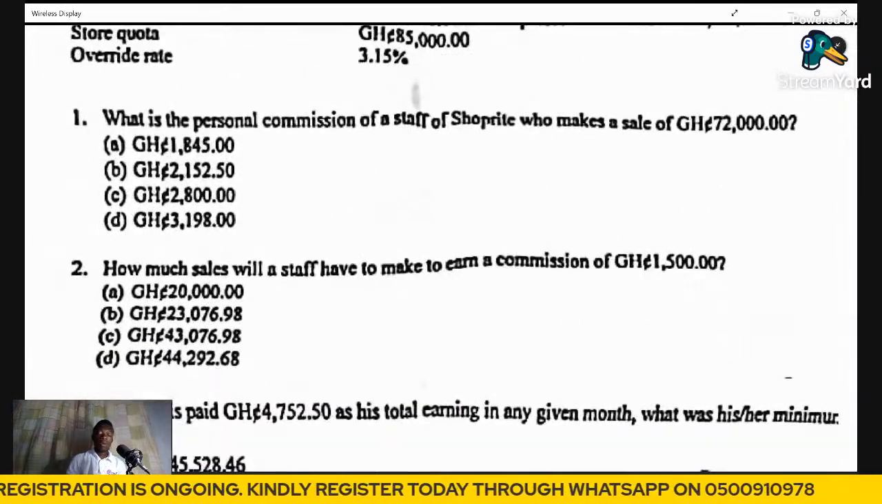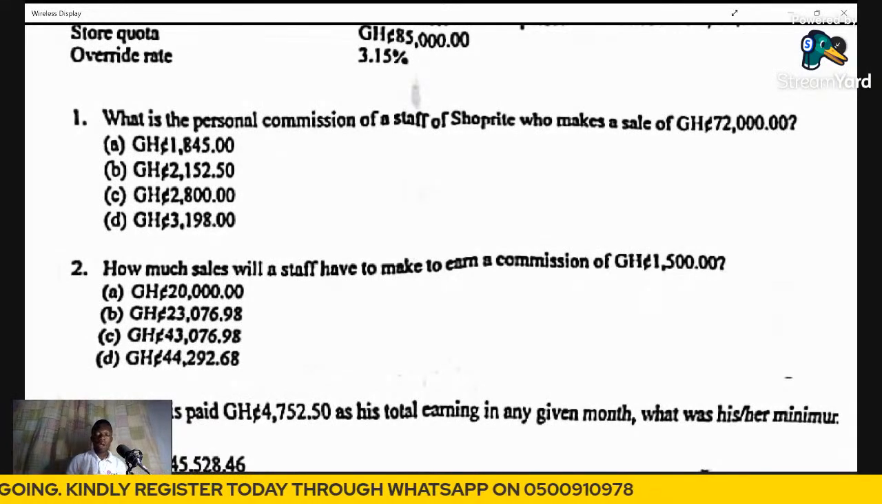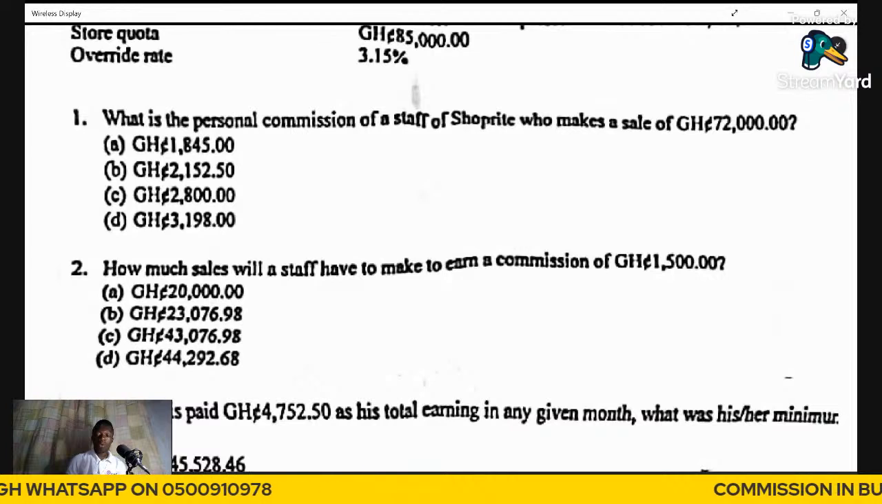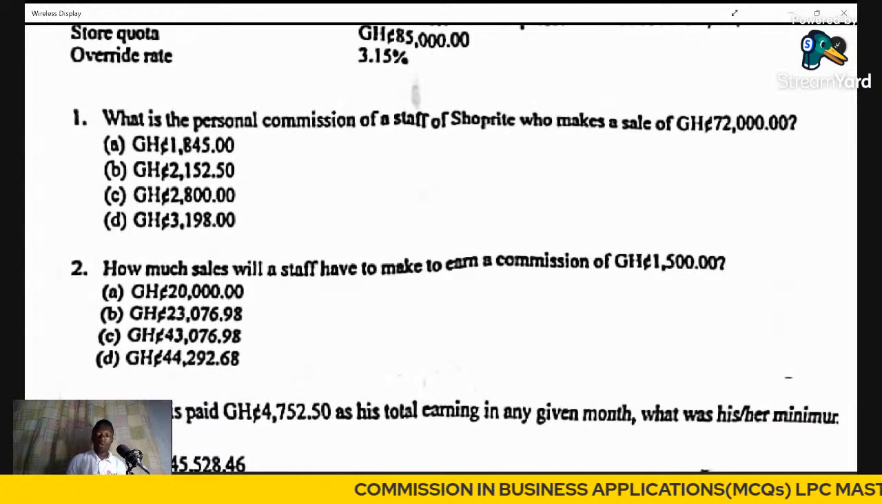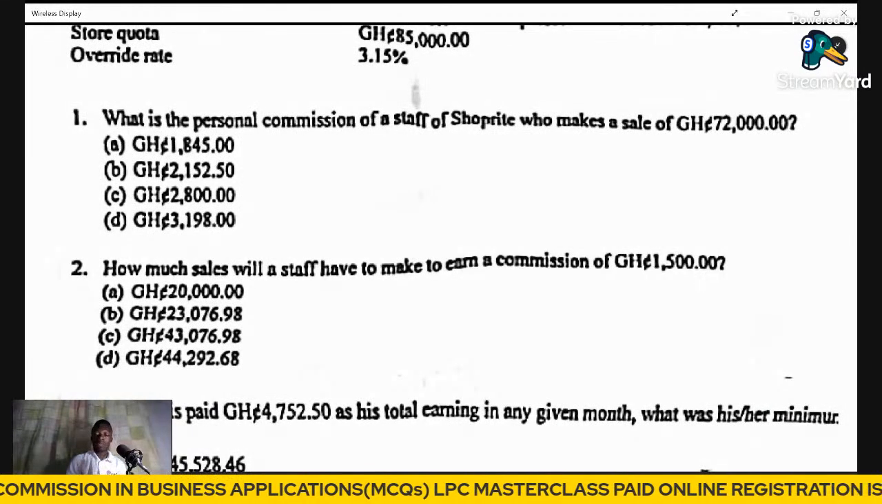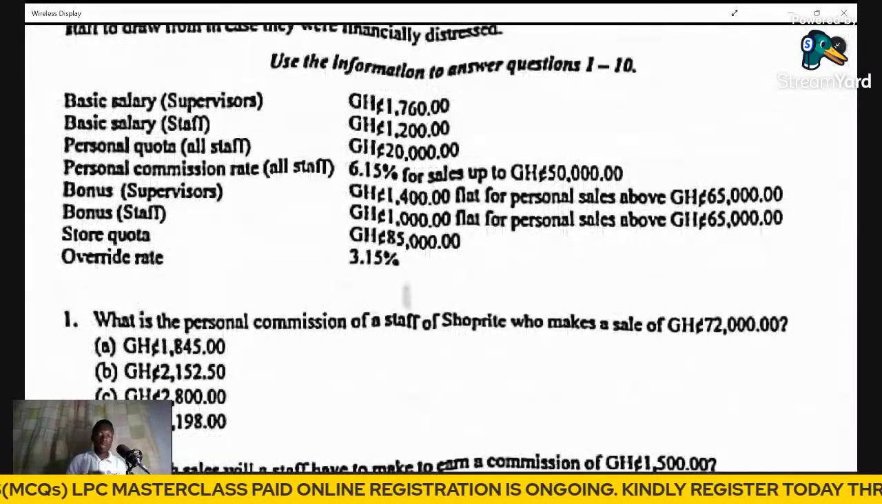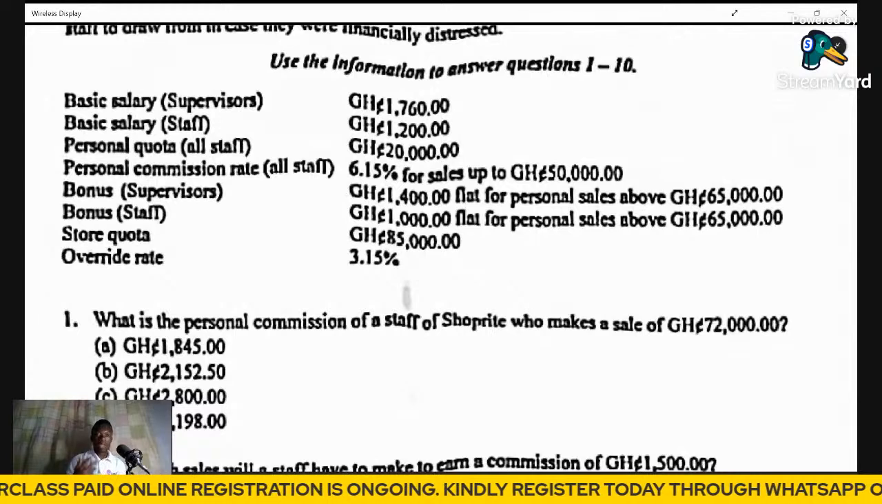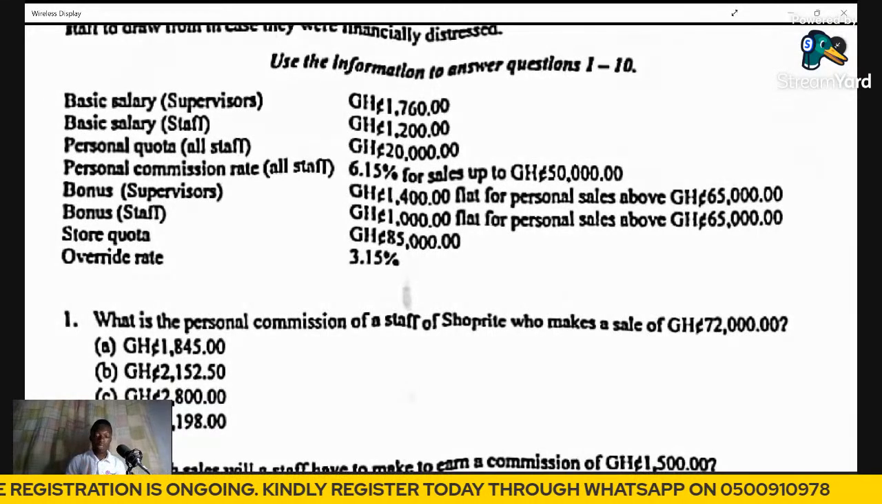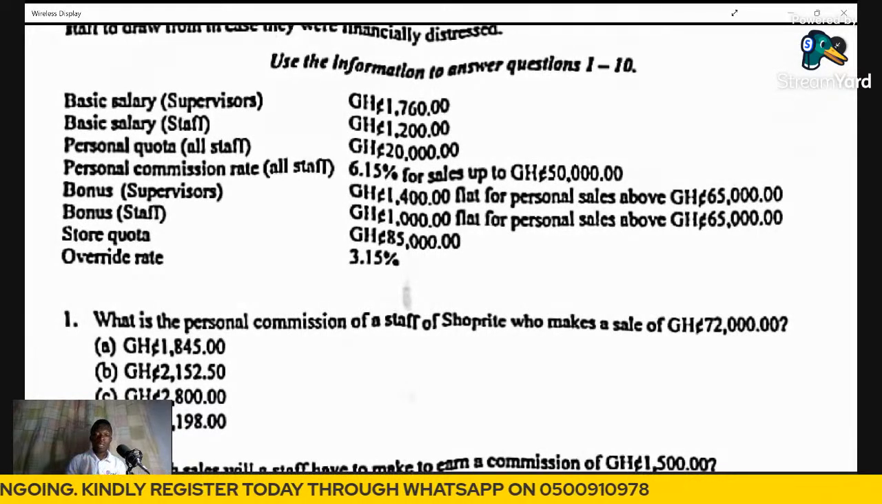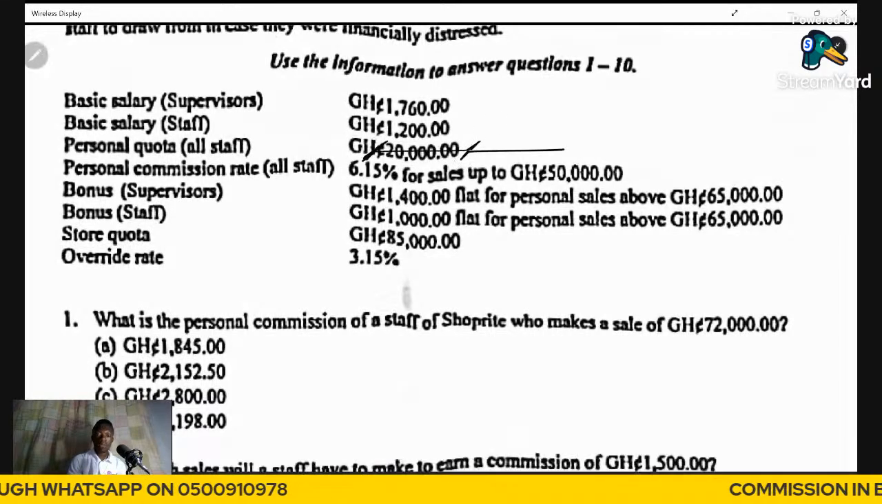So the first question is, what is the personal commission of a staff of ShopRite who made a sale of 72,000? Realize that for a commission to be calculated for all staff, it is at the rate of 6.15% for all sales that are above 20,000. Let's take note of this.